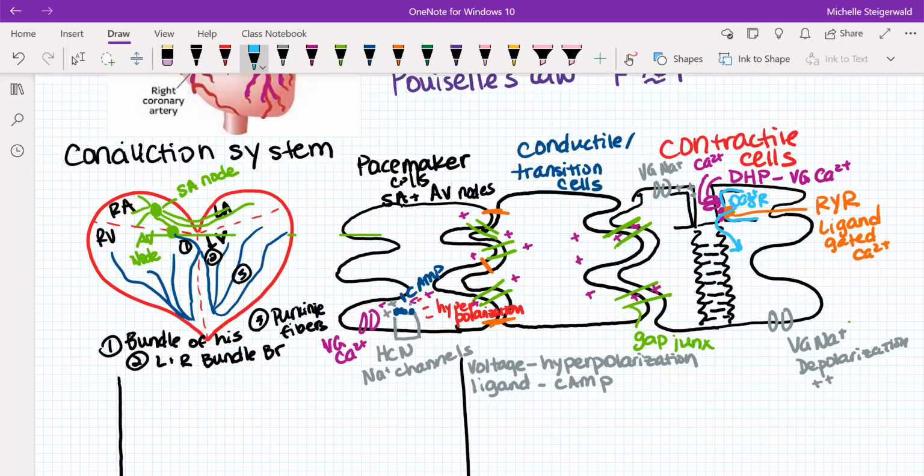So it's the same contraction story. It's the same mechanism in terms of the sarcomeres with these Z lines and the myosin and actin filaments. It's just a matter of how we're getting that calcium to those sarcomeres in the first place is a little bit different.